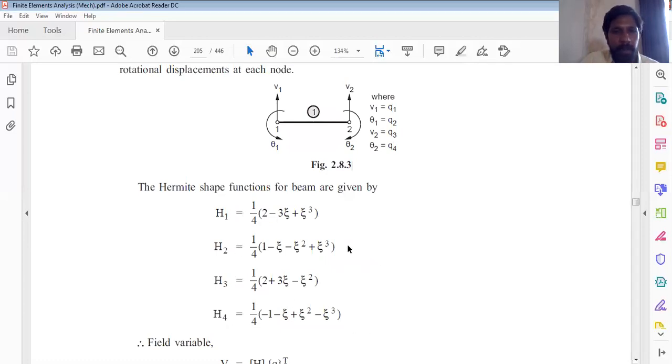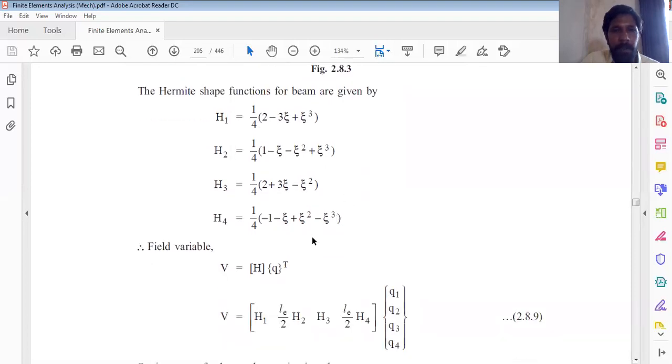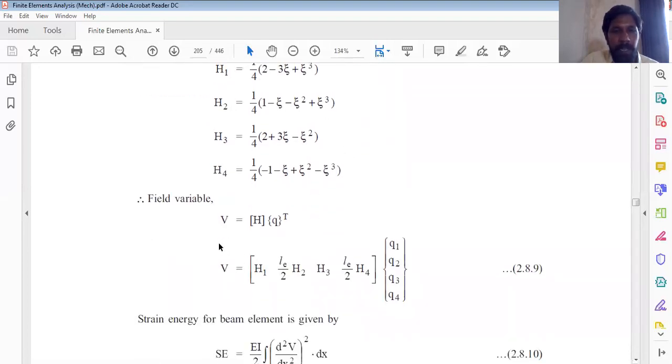So these equations were derived, and we also know that the field variable in general is given by v equals h into q, where h consists of h1, h2, h3, h4. h2 and h4 are associated with the slopes, so they are multiplied by Le by 2, and q is the displacement vector of the beam element consisting of q1, q2, q3, q4, or v1, theta 1, v2, theta 2 terms.